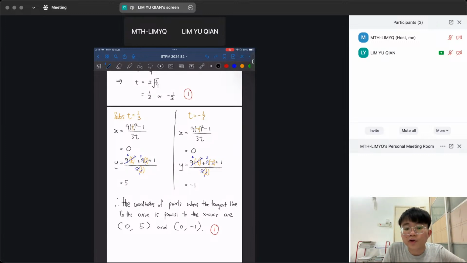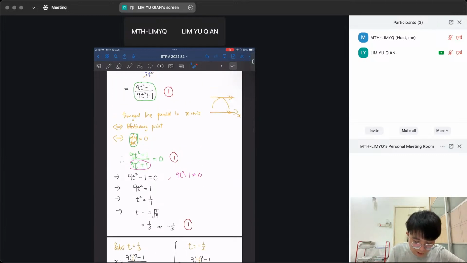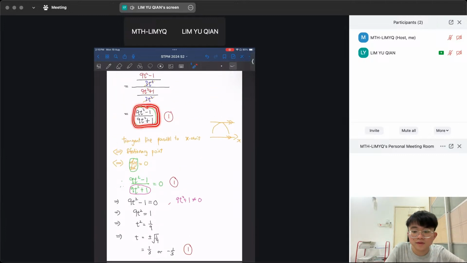I only did until the gradient. Gradient. You find the gradient, which means you find dy/dx only, is it? This one. Only until the gradient.